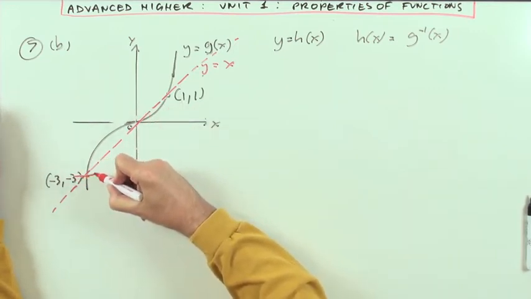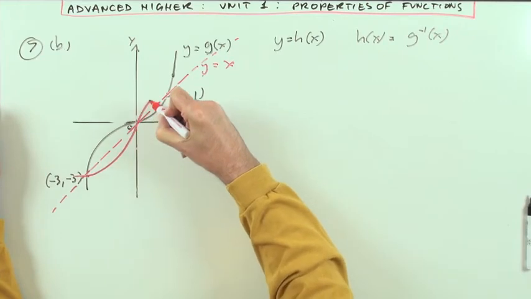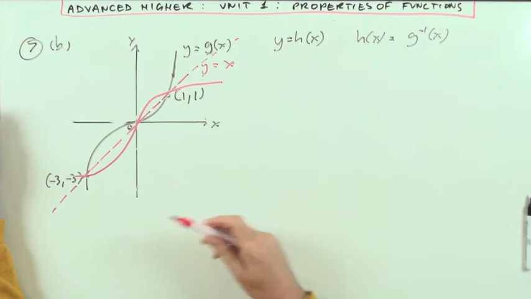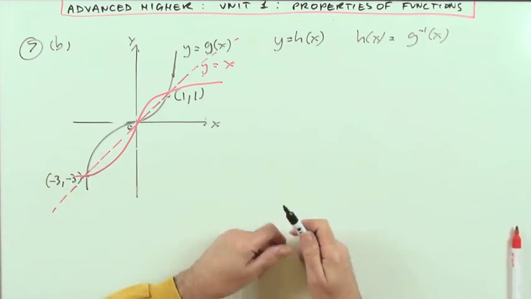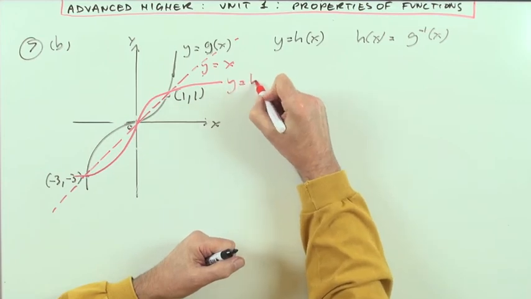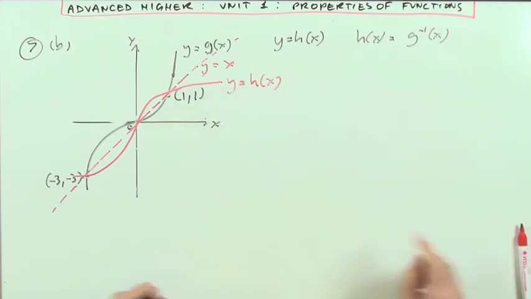So if I'll just do that roughly, it should go something like this, and then back through like that. Still passing through those same 2 points, because those 2 points happen to lie on the line y equals x. So that would be the graph of y equals h of x.